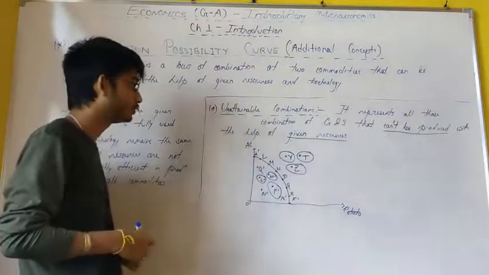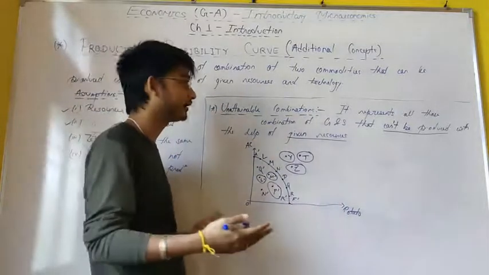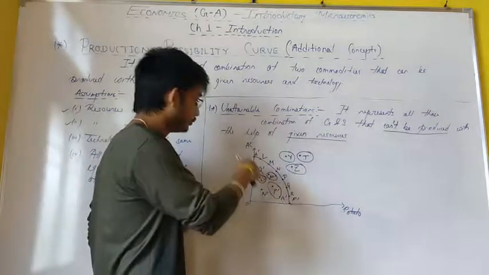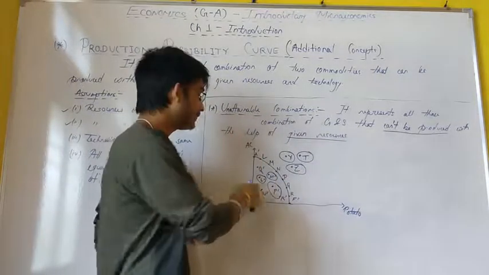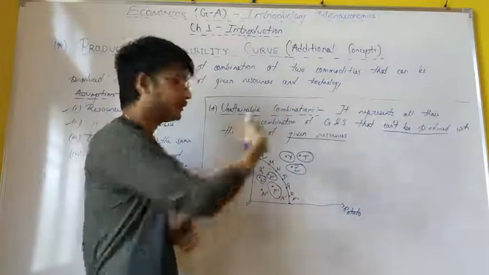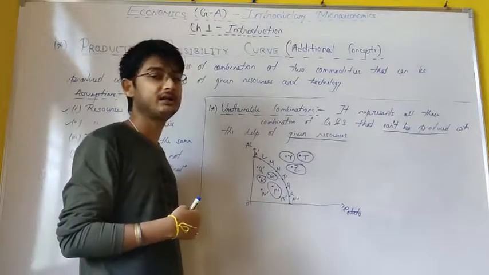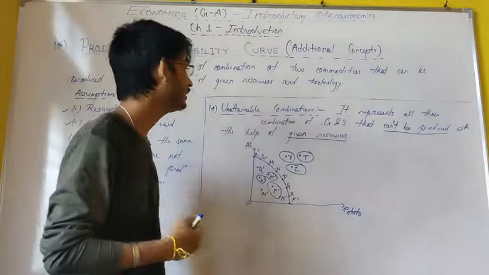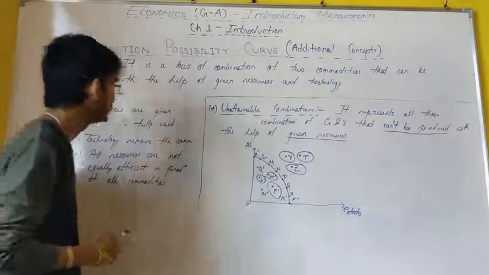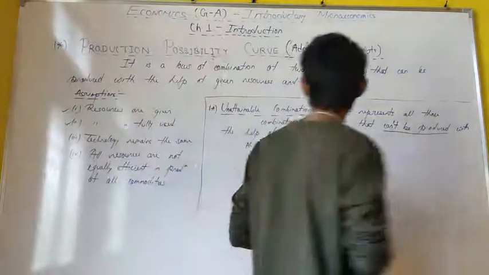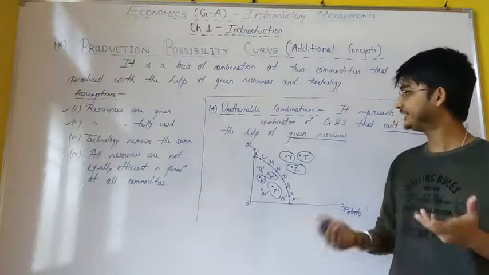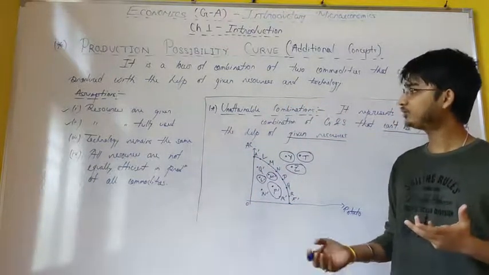So we need to stop at the point where resources are getting fully utilized. So the production will automatically stop on the PPC. We cannot go any further beyond the PPC because of the limit in our resources. So I hope you have gone through this concept well, the attainable and unattainable combinations.